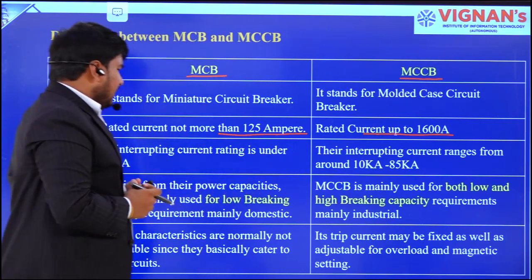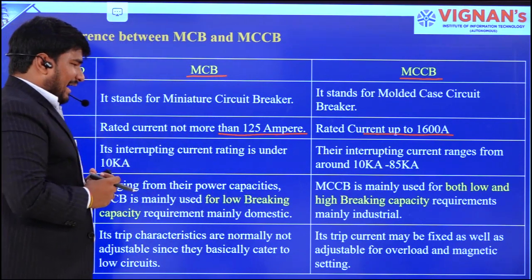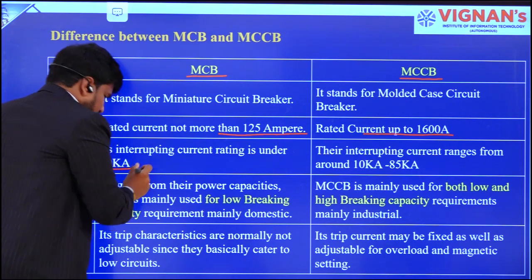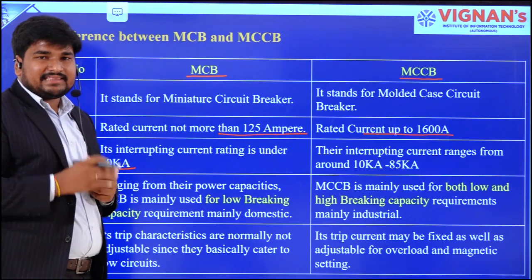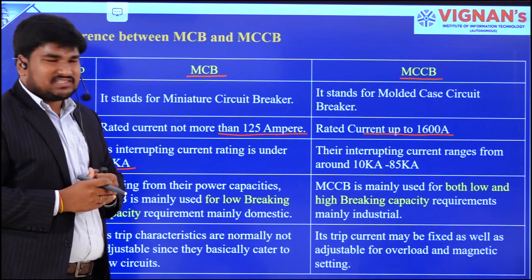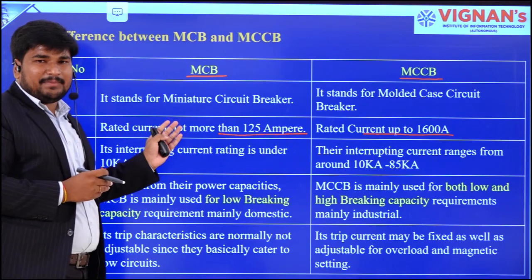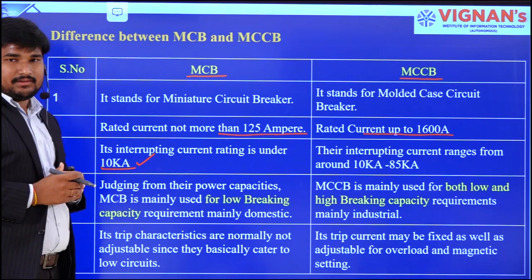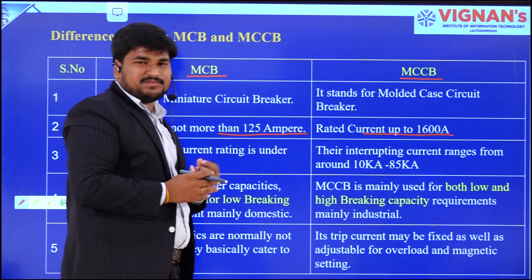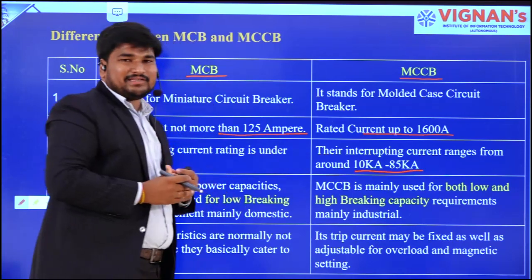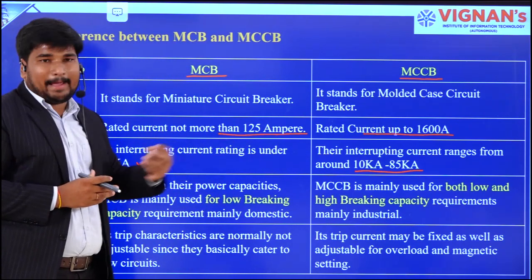Right. And the interrupting current rating is up to 10 kilo amperes. For example, during a fault, the current will be multiple times the rated current. So that's why the fault current limit is 10 kilo amperes in case of MCB. But in case of MCCB, if you observe, it is around 10 kilo amperes to 85 kilo amperes.